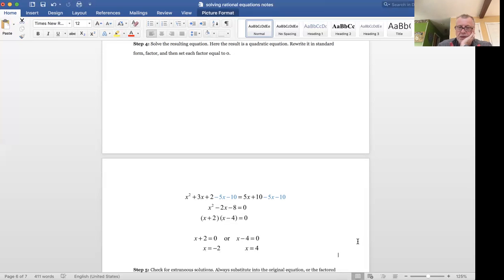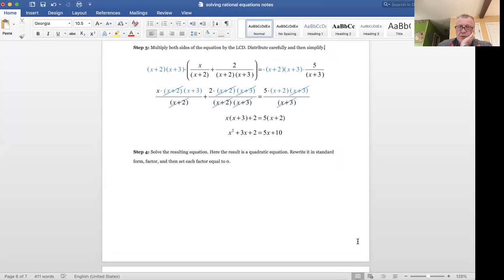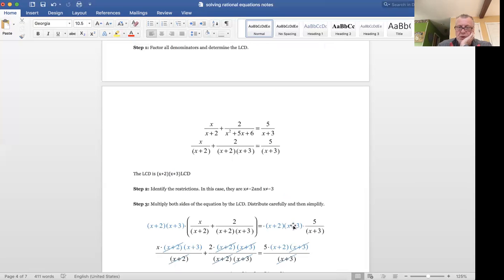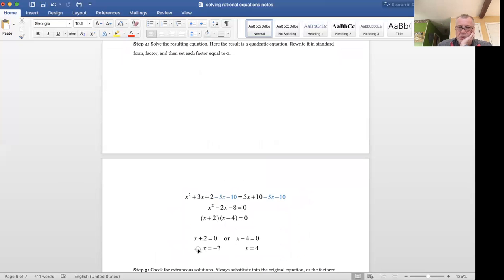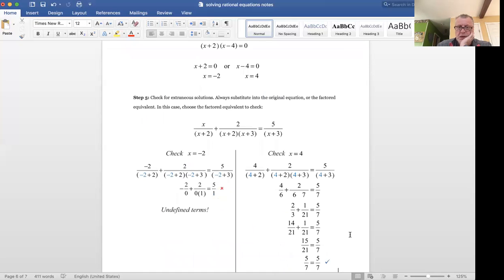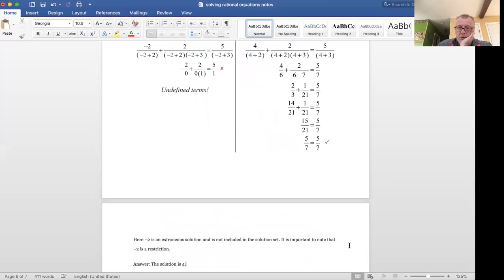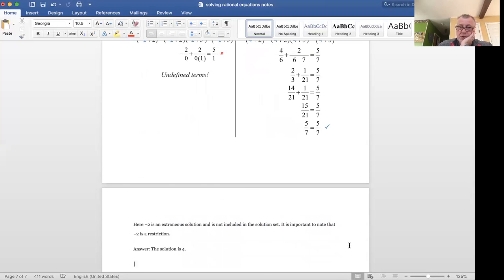Now recall, x equal minus 2, and we go back up here. x equal minus 2 was one of our restrictions. x cannot equal minus 2. So that's what we call an extraneous solution. So we toss it out. And in fact, we can see that when we plug it in, it makes the denominator 0. That's undefined. So we can't use it. Got to throw it away. And so our only solution that doesn't make a denominator 0 and makes the equation true is 4. So our solution is x equals 4.